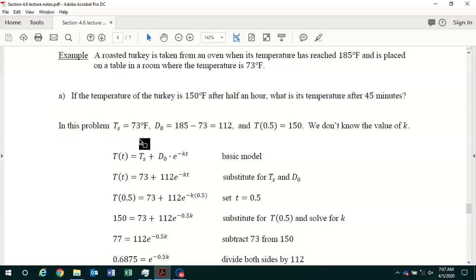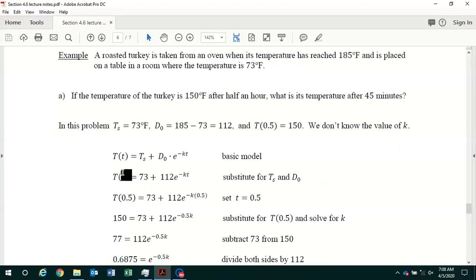In this problem, we know that T sub S, the temperature in the room, is 73 degrees Fahrenheit, and the initial temperature of the turkey is 185 degrees Fahrenheit. So D sub 0 is 185 minus 73, which is equal to 112. We also know that the temperature of the turkey, capital T, half an hour after it's removed from the oven is 150 degrees Fahrenheit. Remember, 1/2 is the same as 0.5. What we don't know is the value of k in our model.